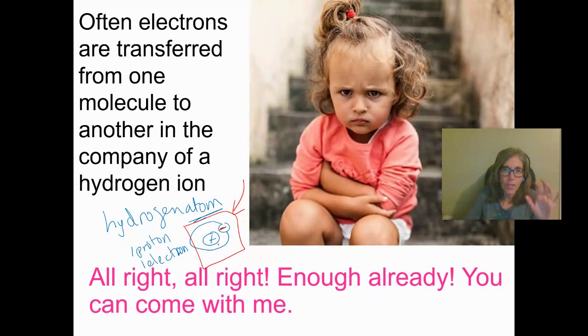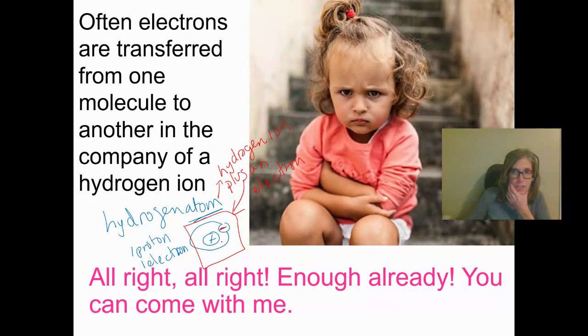So if you take this hydrogen atom apart, the hydrogen atom is really made out of a hydrogen ion plus an electron.